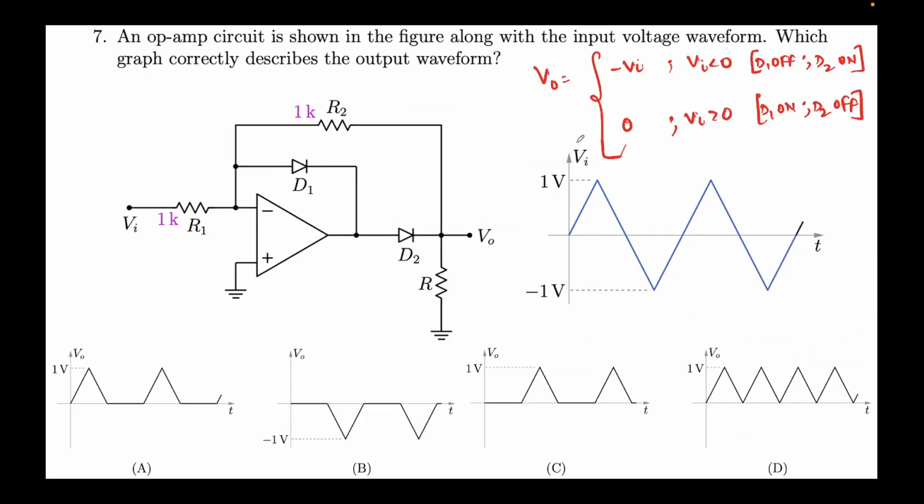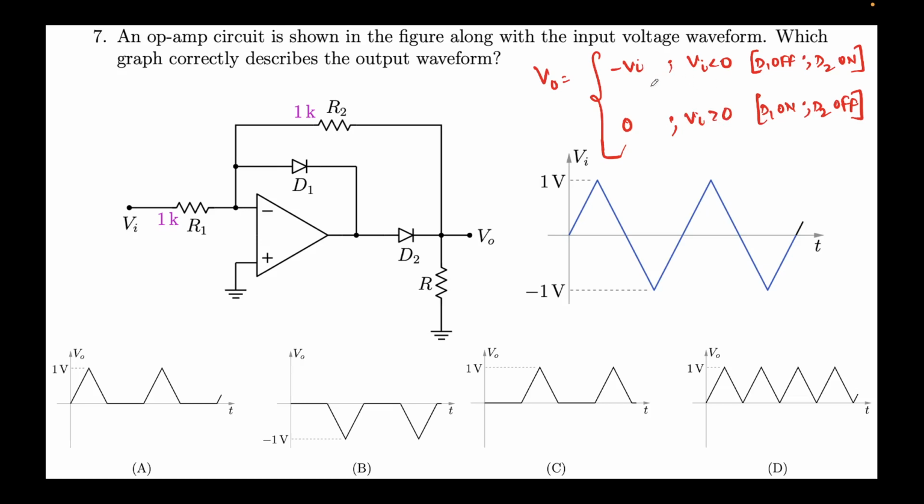right? So to summarize, what we got, that V naught was minus Vi, and in this case Vi was less than 0. Okay, when Vi is negative, V naught was minus Vi, and this was the case when D1 was off and D2 was on. Similarly, the other case which did not give a contradiction was when D1 is on and D2 is off. In that case, we saw the output to be 0 provided the input is greater than 0. So these are the only 2 cases that survived without any contradiction.